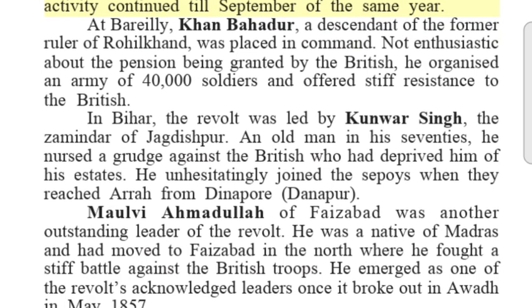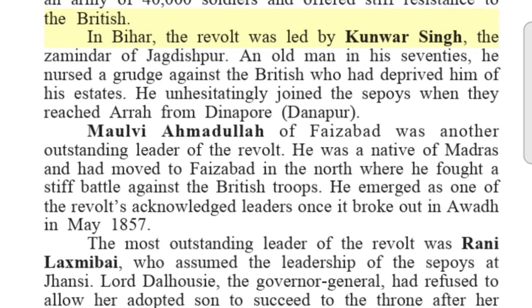year. At Bareilly, Khan Bahadur, a descendant of the former ruler of Rohilkhand, was placed in command. Not enthusiastic about the pension being granted by the British, he organized an army of 40,000 soldiers and offered stiff resistance to the British. In Bihar, the revolt was led by Kunwar Singh, the zamindar of Jagdishpur. An old man in his 70s, he nursed a grudge against the British who had deprived him of his estates. He unhesitatingly joined the sepoys when they reached Ara from Danapur.